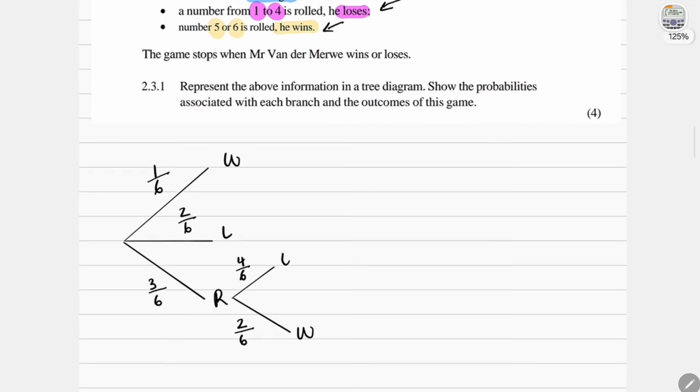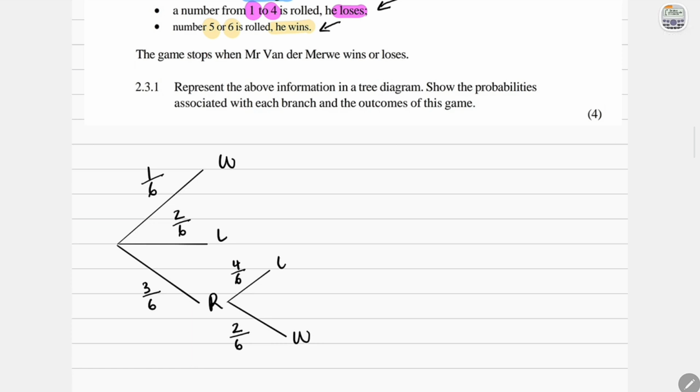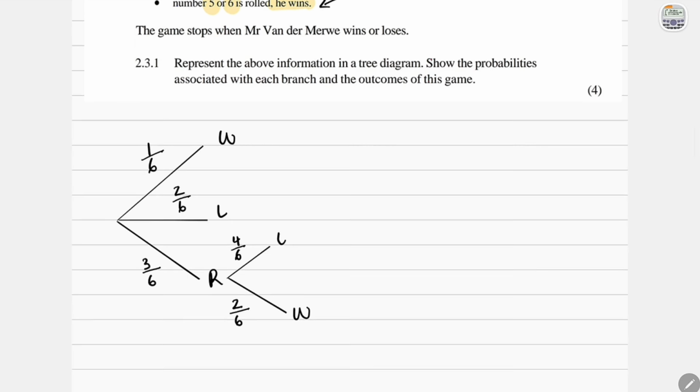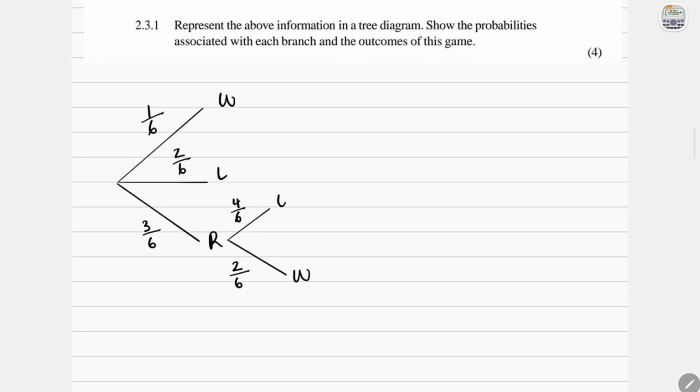Okay. 2.3.1 says represent the above information in a tree diagram. Okay. Show the probabilities associated with each branch and the outcomes of this game. So here's our tree diagram, and then let's also just show them the outcomes. So he could win. So these are the outcomes that we're going to get. So he could just roll and maybe it lands on a 1 and then he wins. Okay, so there, that would be win, and that would be a 1/6 chance.